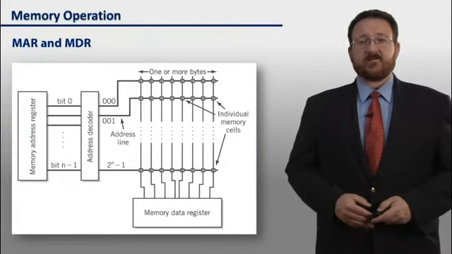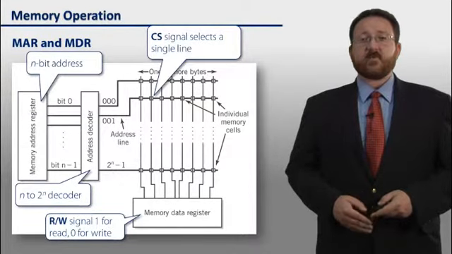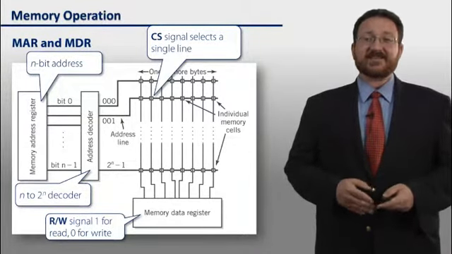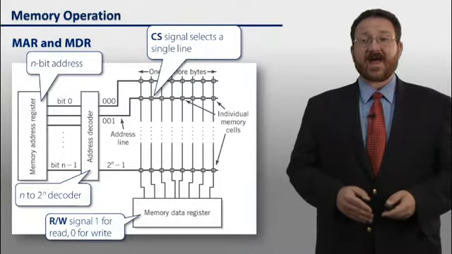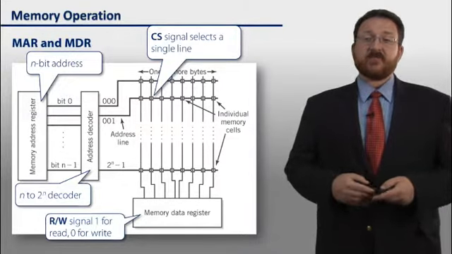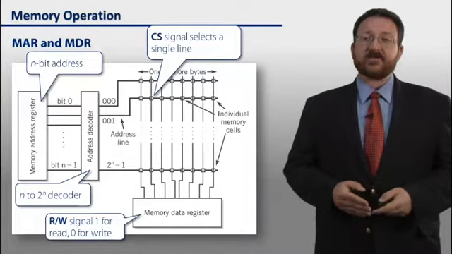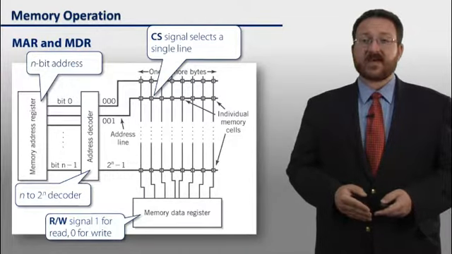This is a model of what the MAR and the MDR do. It turns out that when you put an n-bit address into the memory address register, that bit pattern will activate one of 2 to the n lines through an address decoder. So, if we put an 8-bit pattern into the memory address register, one of 256, that's 2 to the 8th power, address lines will be selected through the decoder.